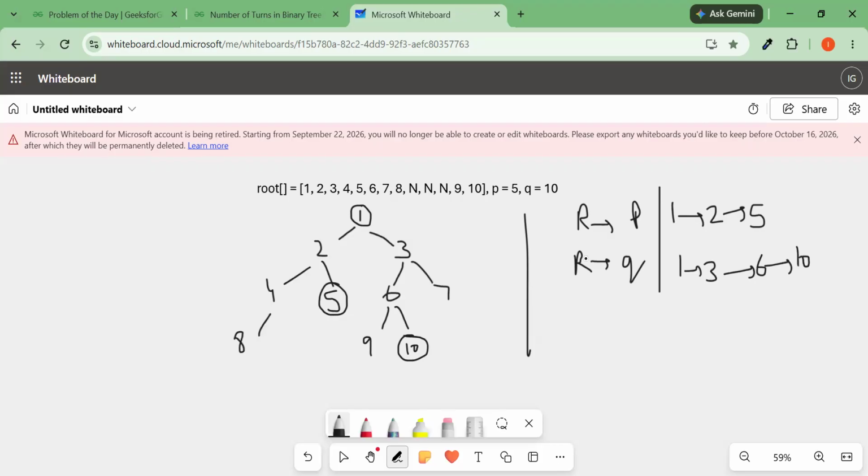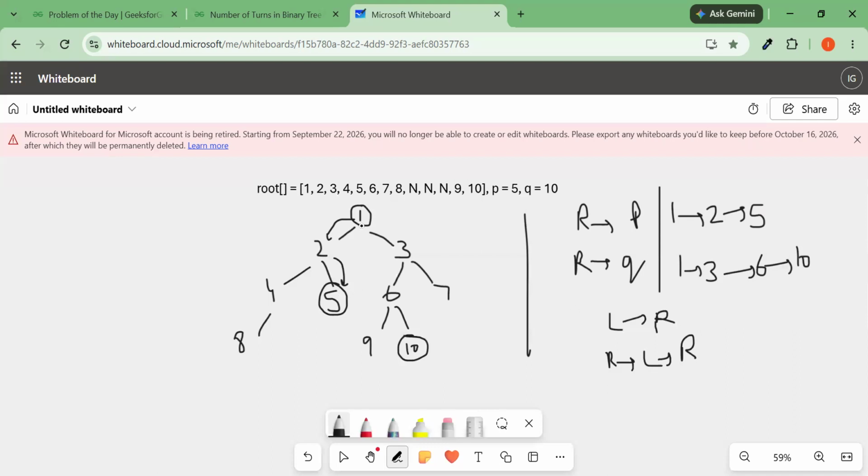Now see this one. First, root to P, that is 1 to 5. What I'm doing here is going left and then going right. So 1 to 5 is left to right. For 1, 3, 6, 10, what I'm doing is right, left, and right. I'm trying to explain at a very beginner level. If you didn't understand this problem, please try to rewatch this video. I'm trying to explain every aspect of this problem, like how you create a binary tree, how you think about this approach, and how you think about the problem.